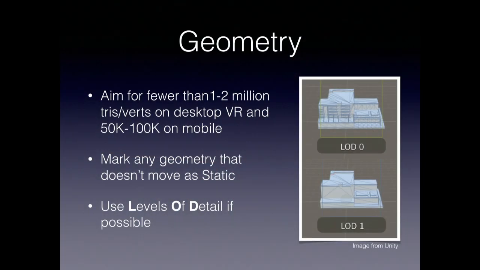Okay, so geometry. I'm gonna move quickly on this one. Keep it low. Any geometry that doesn't move, mark as static. This allows Unity to use a mode called static batching, where anything that doesn't move, it can optimize and load up into one big mesh that it processes all at once. So it's a neat optimization that you can get for free just by hitting the checkbox.